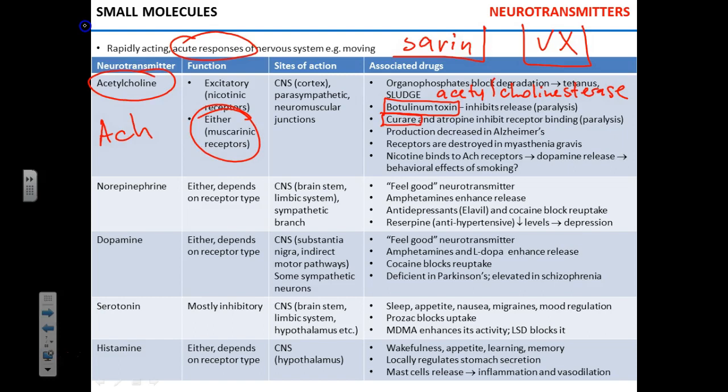So curare and atropine that block the receptor, what are they? Antagonists. Nicotine that is not acetylcholine but binds to the receptor and stimulates it is what? Agonist. Do you understand that?